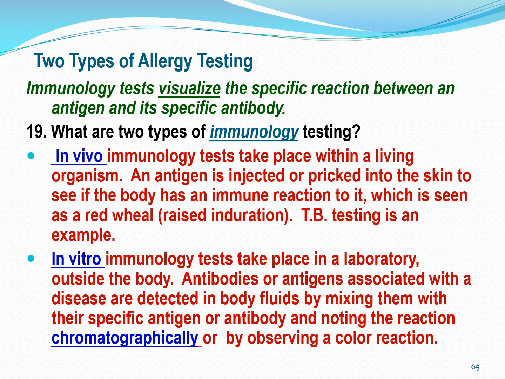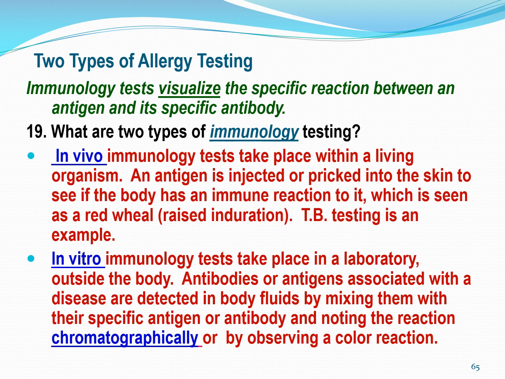Okay, so now we're going to talk about two types of allergy testing. Immunology tests visualize a specific reaction between an antigen and its specific antibody. What are two types of immunology tests? We have in vivo immunology tests that take place within a living organism. An antigen is injected or pricked into the skin to see if the body has an immune reaction to it, which is seen as a red welp, raised induration like we see in TB testing, okay?